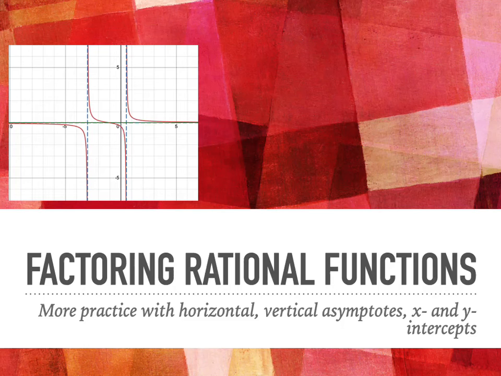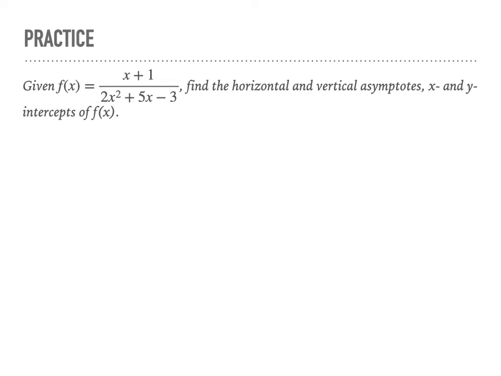In this lesson, we'll be gaining more practice with factoring rational functions and finding its characteristics. Given f of x is equivalent to the following rational function, find the horizontal and vertical asymptotes and the x and y-intercepts of f of x. Let's first factor what we can.